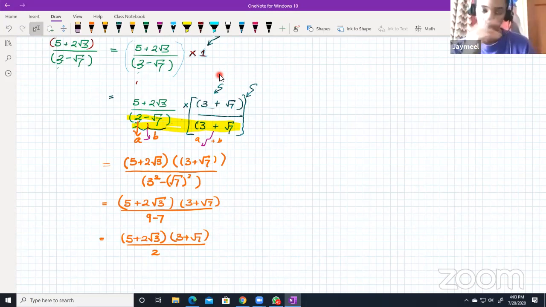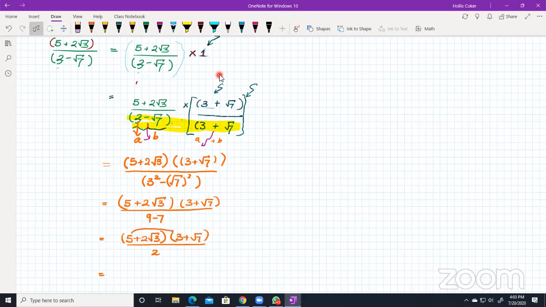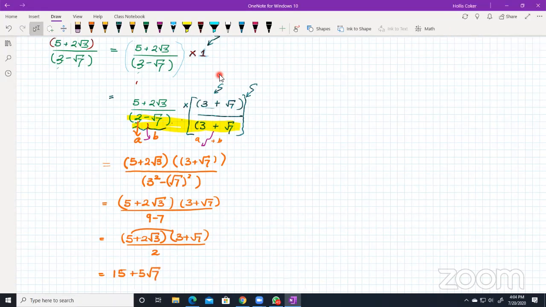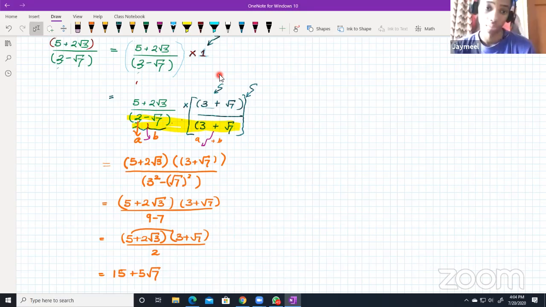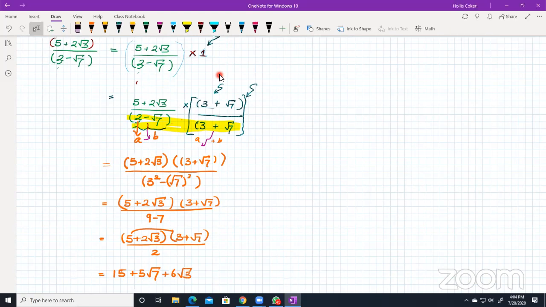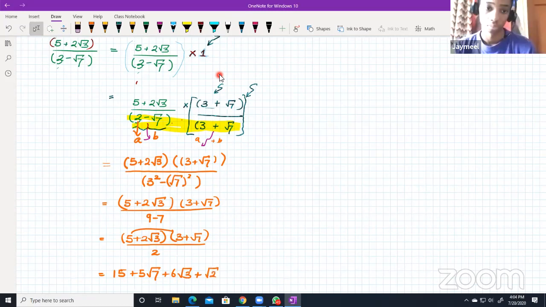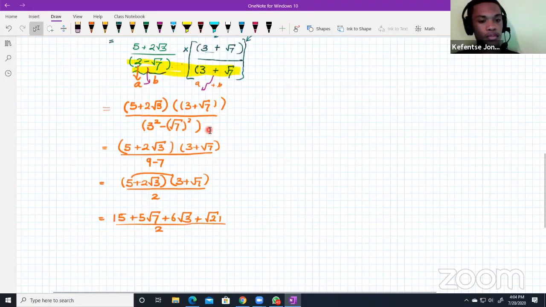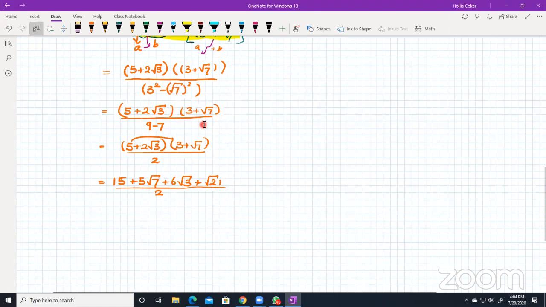Yeah, and then let's do the top now. So it's 5 by 3, 15, 5 by root 7, 5 root 7, 2 root 3 by 3, 6 root 3, and root 3 by root 7 is actually root 3 times 7, or root 21. That makes sense? Yes, sir. All over 2. Yeah, I don't think that can be simplified any more than that.